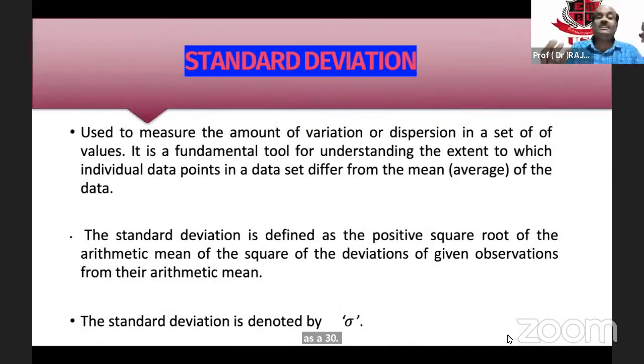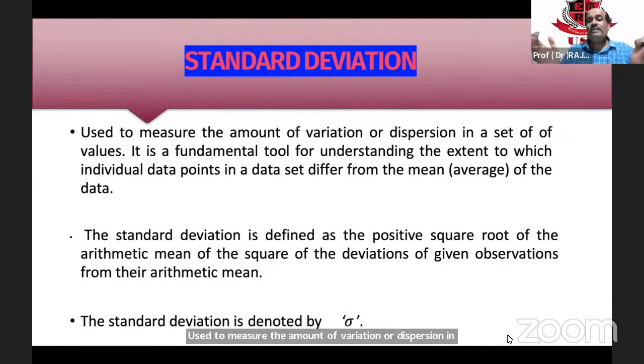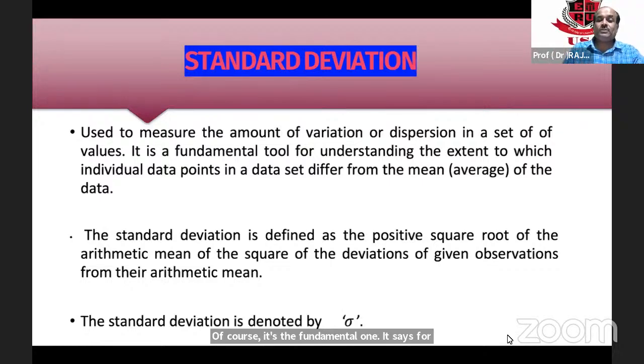Very widely used is the standard deviation, because it is the essence for both descriptive and inferential statistics. We need standard deviation to measure the amount of variation or dispersion in a set of values, how the values are dispersed. Of course, it's the fundamental one. It is set relative to the mean of the data. So standard deviation is usually denoted by sigma.